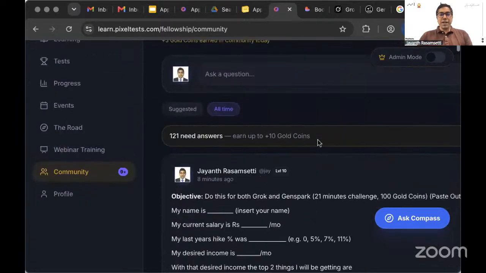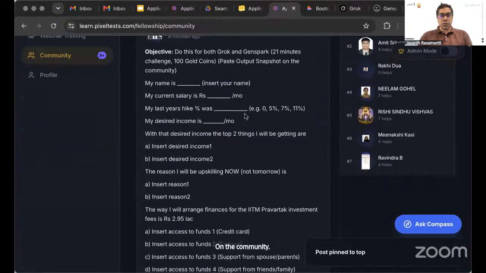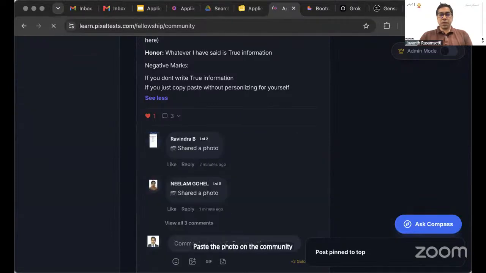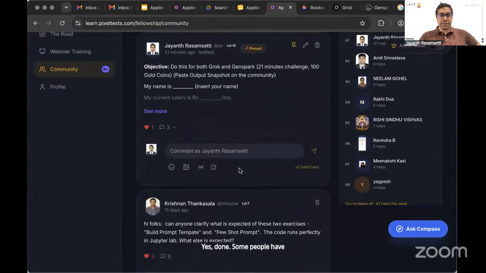Both prompt and output, you have to fill your output and paste it on the community. That's all. Paste the photo on the community. Yes, done. Some people have done it. Excellent.